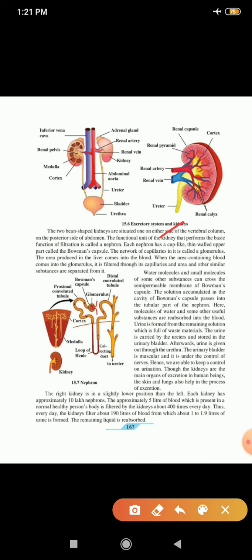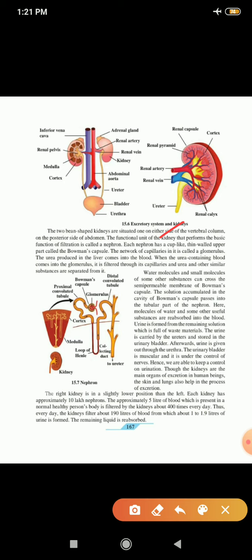Near the kidney you can see the renal artery, which is carrying pure blood, and the renal vein, impure blood. Okay, so these are the organs which are included in the excretory system.